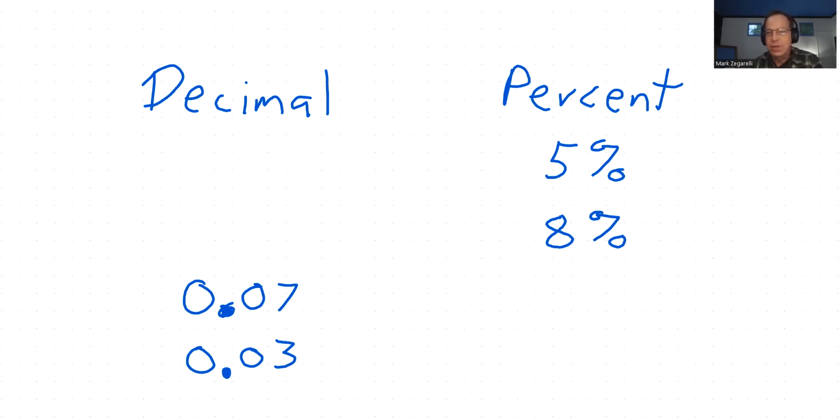Just for a quick review, when we have a percent that has exactly two digits, there should be no trouble translating that to a decimal. But let's think about if we have 5%, how do we change that to a decimal?